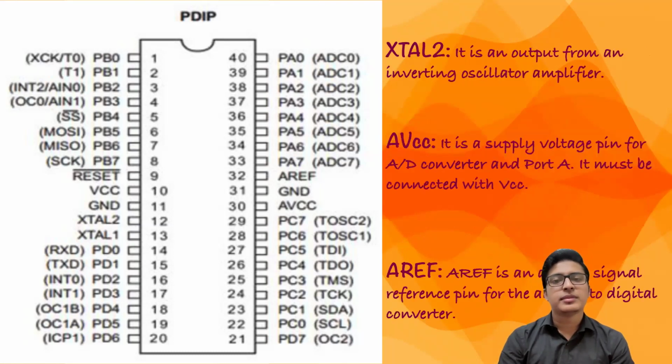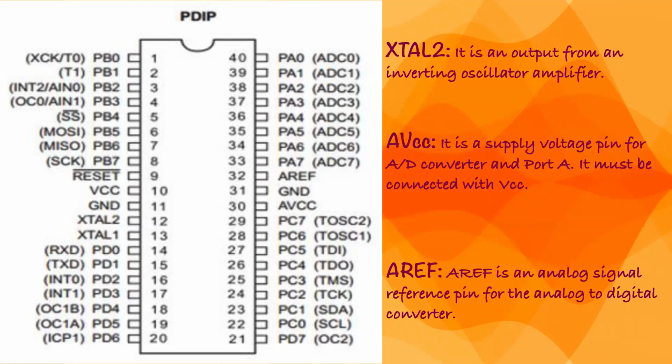Then comes XTAL2. It is an output from an inverting oscillator amplifier. Let me show you it fully. Yes. Then comes AVCC. It is a supply voltage pin for the AD converter and port A. That means analog to digital converter and port A. It must be connected with VCC, of course.